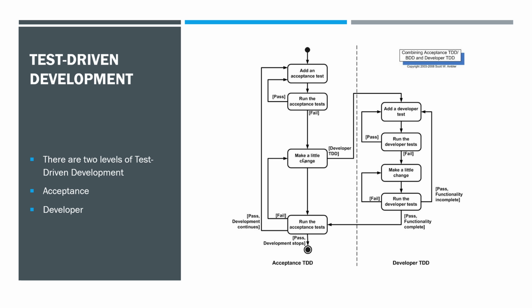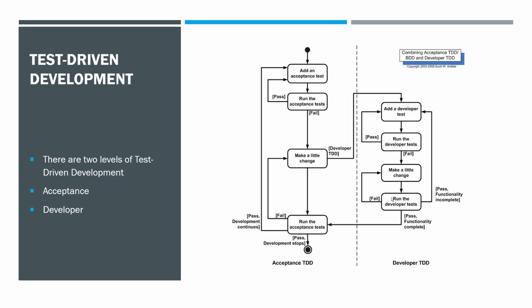Now, let's say we run that acceptance test just at the acceptance TDD. It fails, we go back, and again we run that acceptance test. So let's go to the other fork in the road, the developer TDD. For the developer TDD, they will add a developer test based on these acceptance tests. If this test runs and passes, then you can add another developer test to test these acceptance tests. If it fails, however, they may make a little change and run that developer test again.